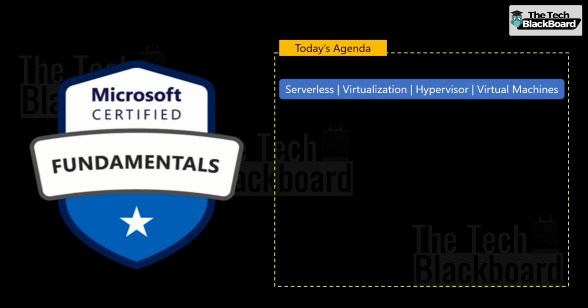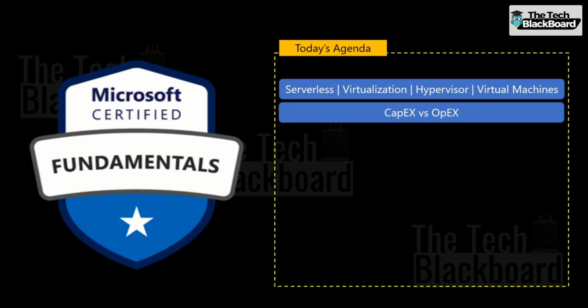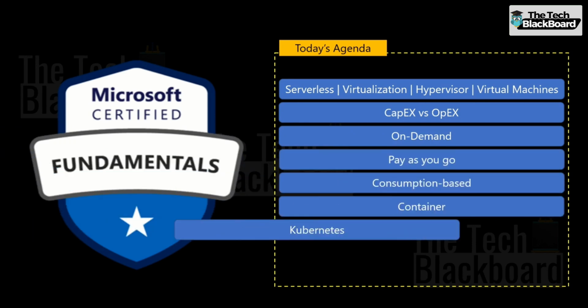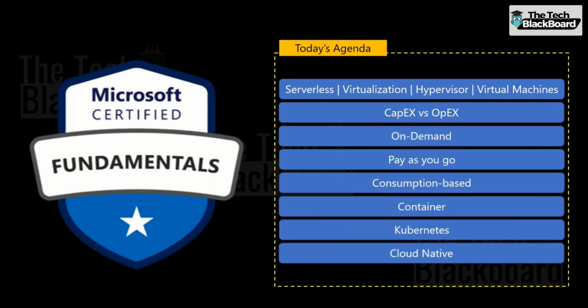Today in this video, besides understanding those 4 key pillars of cloud technology, we are also going to understand CAPEX, which is capital expenditure, OPEX, which is operating expenditure, on-demand, pay-as-you-go, consumption-based, container, Kubernetes, and cloud native. This is going to be a fully loaded episode. A lot of learning is coming up, so please stay tuned.